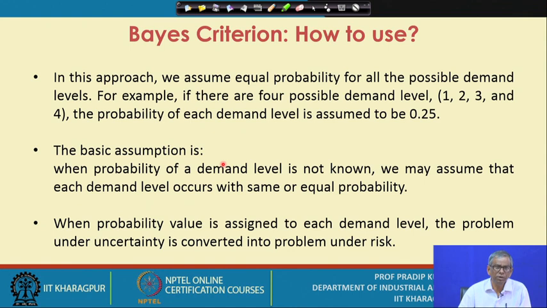Now, I have already mentioned that there are three decision criteria you may adopt when the probability values are not there, but you have the payoff matrix. So only the missing point is the probability value. In the payoff matrix, you have to adopt some other means to get a solution, and in this case we will just discuss the Bayes criterion. Bayes criterion is also known as the equal probability criterion. Now in this approach we assume equal probability for all possible demand levels.